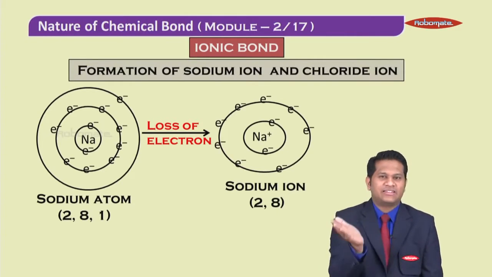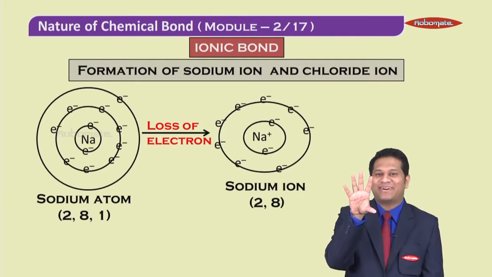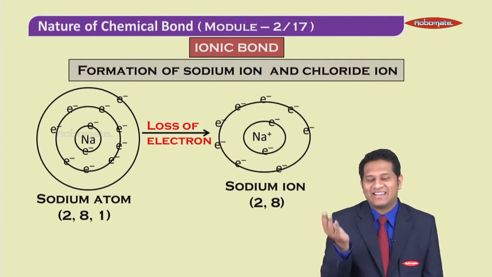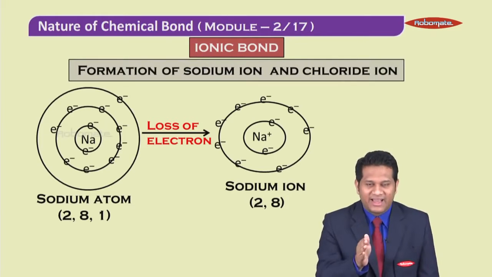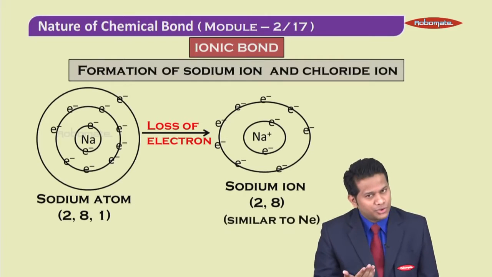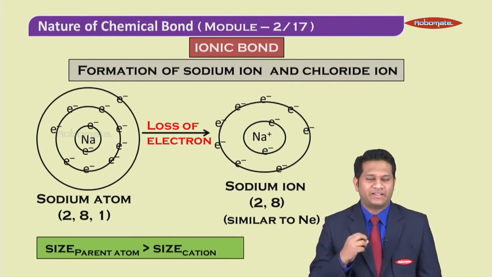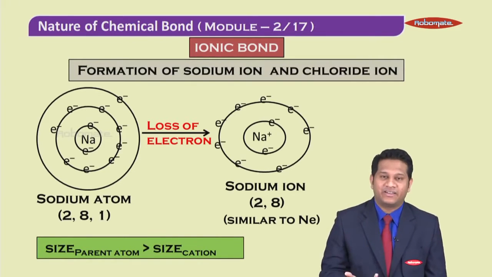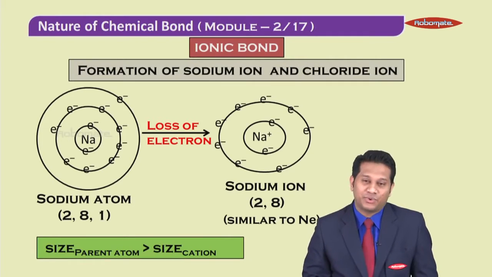If you look at this entire exchange of electron, sodium atom का size थोड़ा बड़ा है और sodium ion का size थोड़ा छोटा है. So I can easily conclude that the size of the sodium atom is greater as compared to the size of the sodium ion. So in general, I can conclude that the size of parent atom is greater as compared to the size of the cation, positively charged ion. So this was the formation of sodium ion.